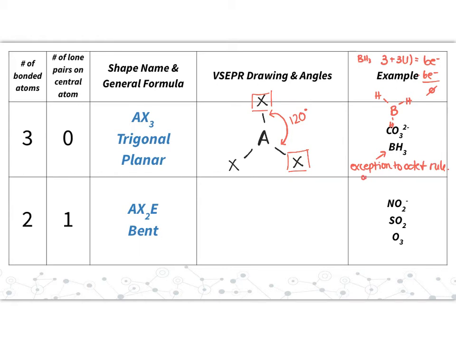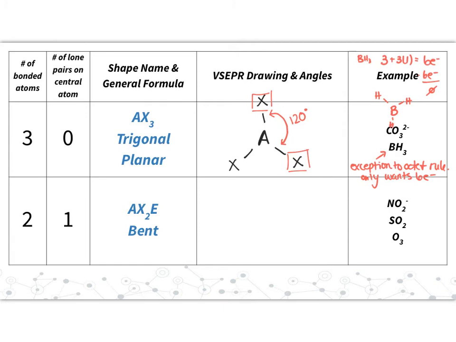Boron only wants 6 electrons. And that's just because of boron's size. Maybe it doesn't have enough room to have 8 electrons comfortably around it. But anytime boron is our central atom, it's happy enough to just make 3 bonds.